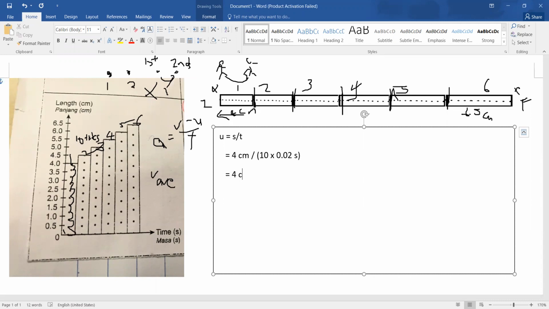Okay, 4 cm divided by 0.2 second, and you get 20 cm per second. Okay, this is the initial velocity. And for final velocity, v equals s over t as well. So we are looking at the final tape, which is 6.5 cm divided by 10 times 0.02 second. I'll just make it a shortcut. We'll get the answer 65 cm per second.